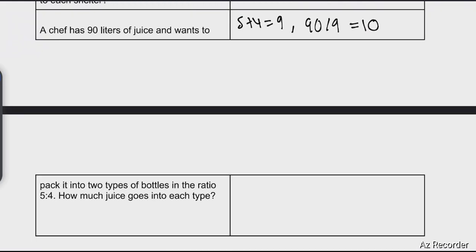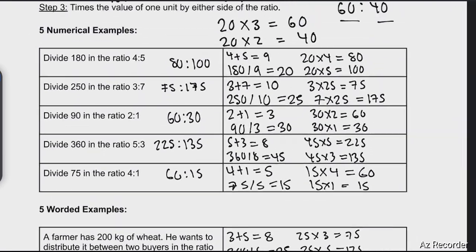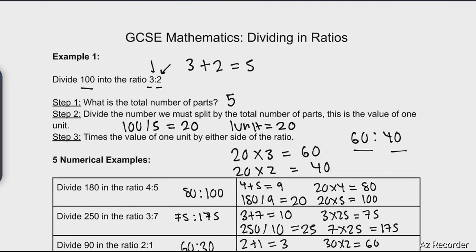Times 10 by each side of the ratio. 10 times 5 is equal to 50, 10 times 4 is equal to 40, and so one type of bottle gets 50 litres, the other type gets 40. Okay, so that is basically how we divide a number into a ratio. If you follow this step-by-step process, you cannot go wrong.